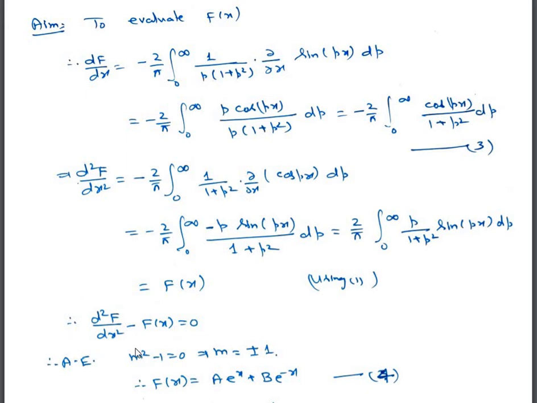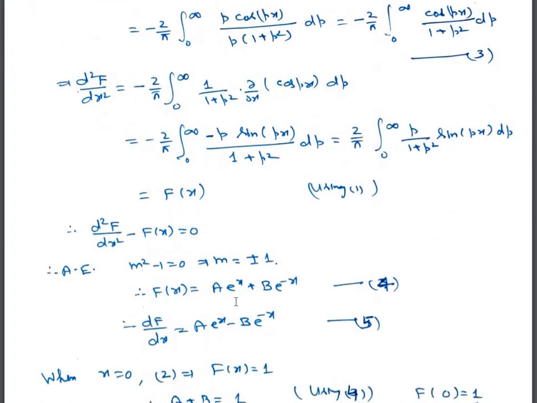Now to solve this, we find the auxiliary equation, which is m² − 1 equal to 0. So therefore m is equal to ±1. Now because in this case the right-hand side is 0, we just find the complementary function, and that will give us the solution. So we got the solution f(x) is equal to a e^x plus b e^(−x). And differentiating, we get df/dx is equal to a e^x minus b e^(−x).